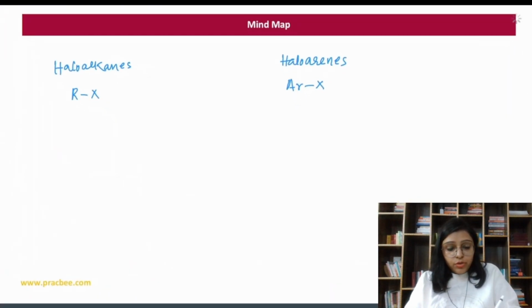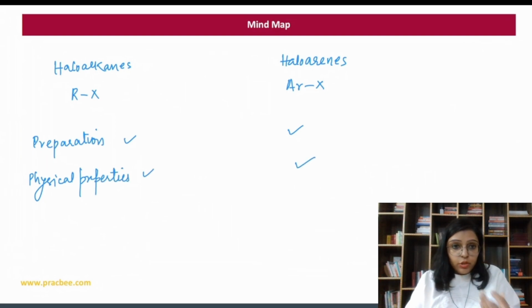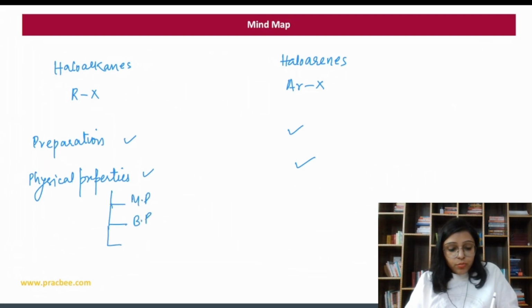Of this part, what you should know: in haloalkanes you should know the preparation. ठीक है, so preparation of haloalkanes and haloarenes, and you should know the physical properties with respect to haloalkanes and haloarenes. If we talk about physical properties, the major ones are going to be melting point, boiling point, and solubility in water. They are going to be most important, right?